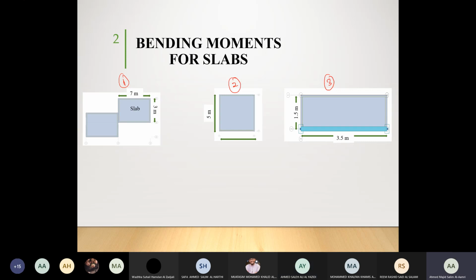For a one-way slab, you will be drawing the bending moment in which direction? X direction, in the shorter direction, right? So when I'm going to draw the bending moment, my bending moment will be like this, and this is going to be the shape of the bending moment diagram. Do you agree?